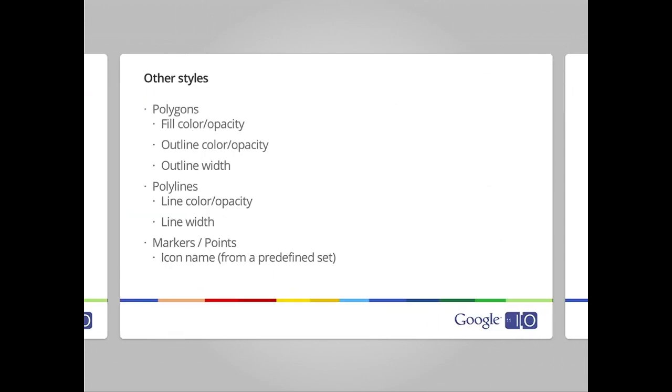Of course, in all these demos, I've shown polygon styles. You can also style other elements of the map. You can control the border thickness, color, and opacity for polygons. You can control the thickness, color, and opacity for polylines, which you could use, for example, to represent routes or driving routes. And you can also control the appearance of markers or points by selecting from the set of icons offered by Fusion Tables.